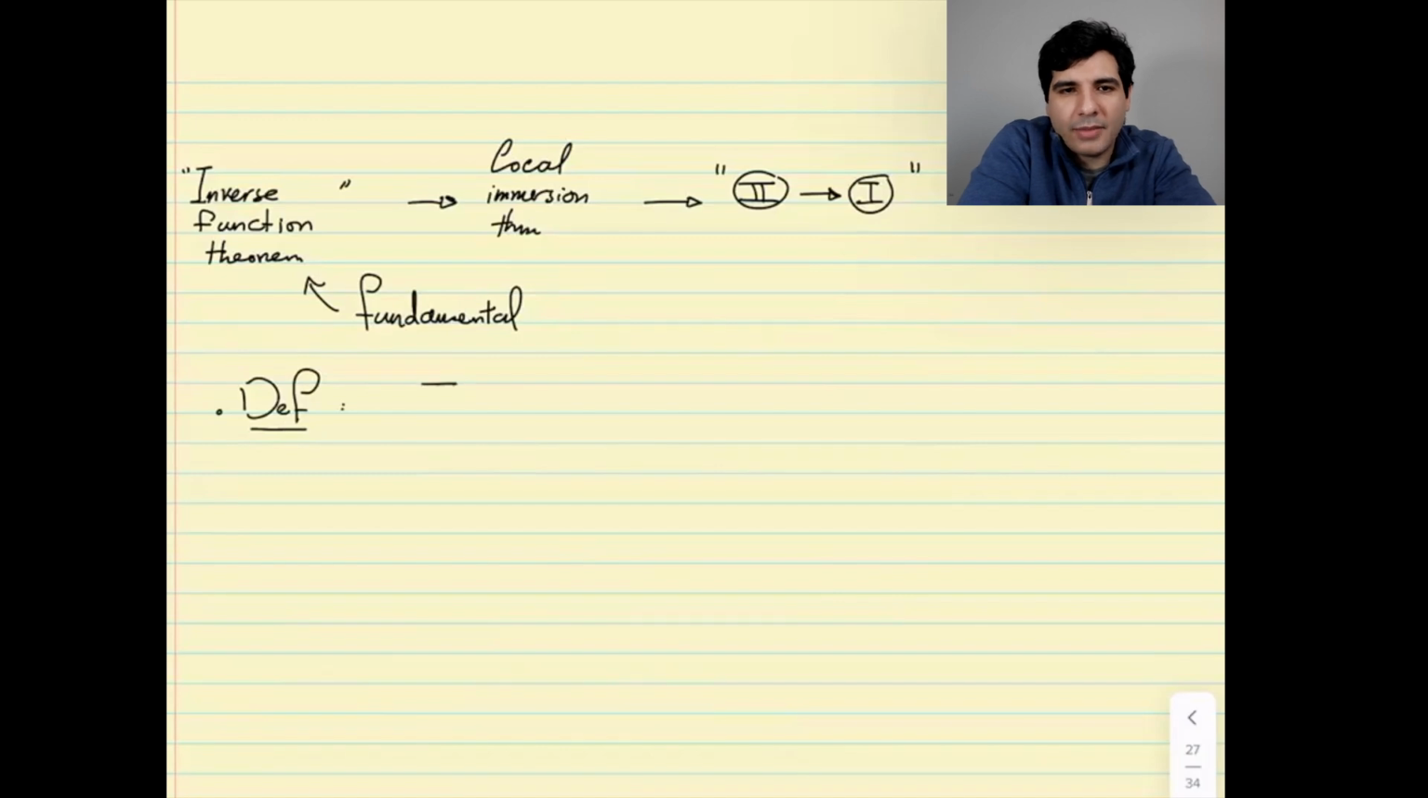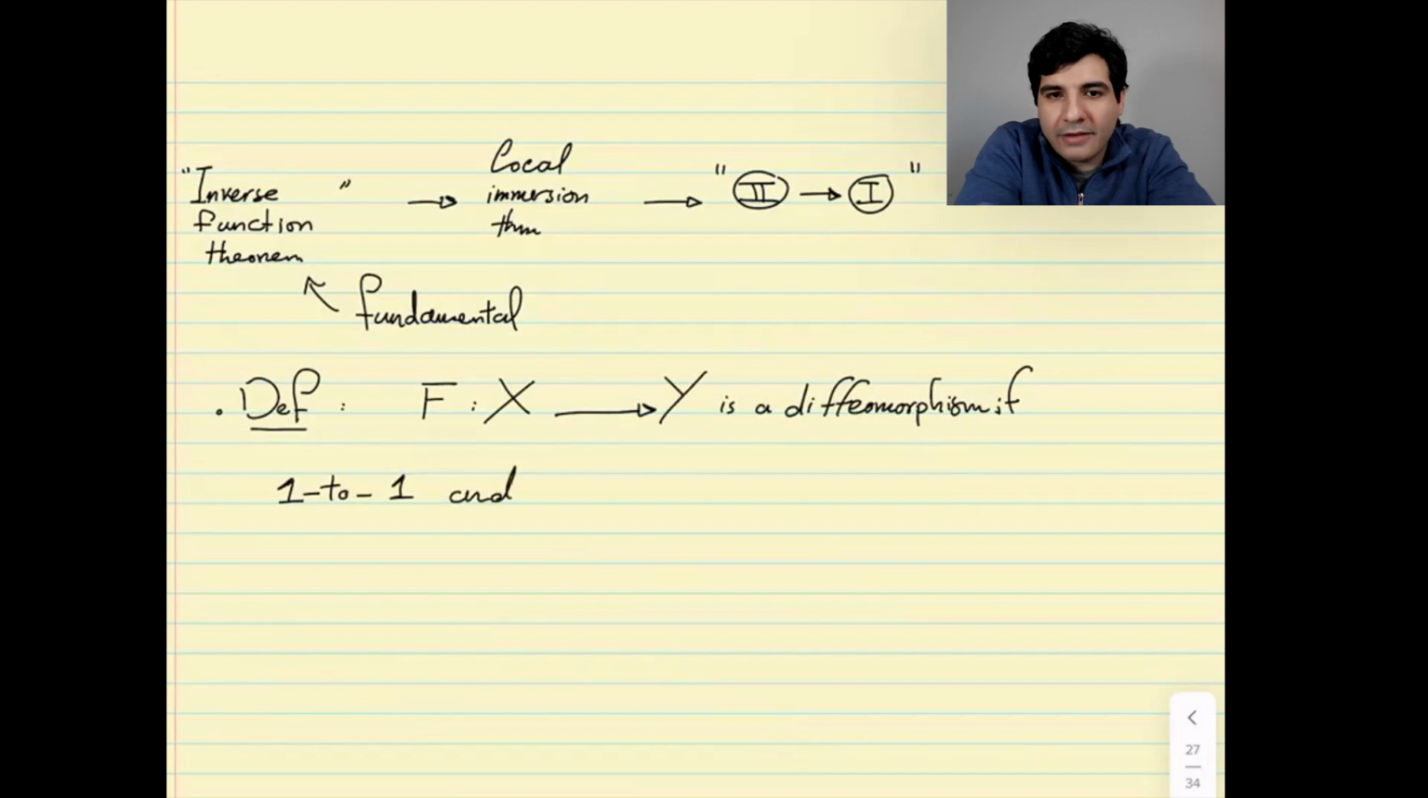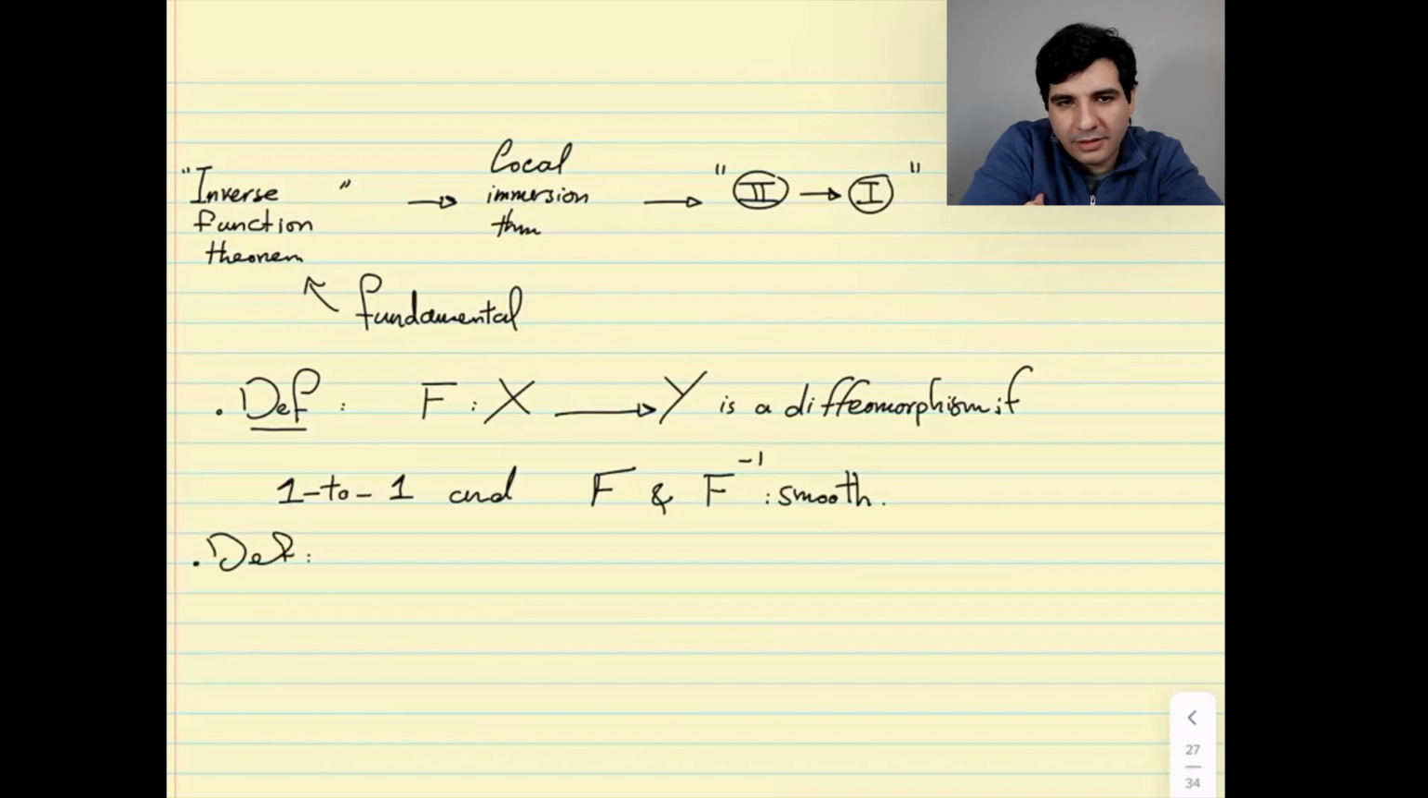So recall, we say a smooth map F between two smooth manifolds X and Y is a diffeomorphism if it's injective and surjective, which simply means it's one-to-one and onto, F is smooth, and also F inverse should be smooth. So both F and its inverse should be smooth, right? That was our definition of diffeomorphism. Great. Now we have a new definition called local diffeomorphism.